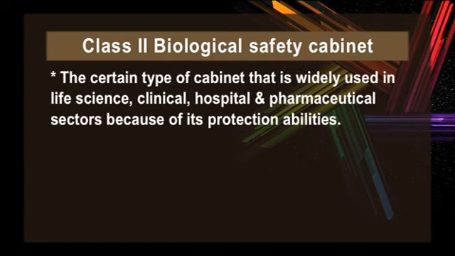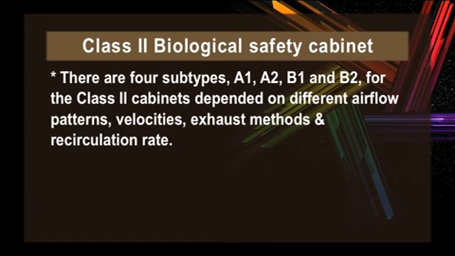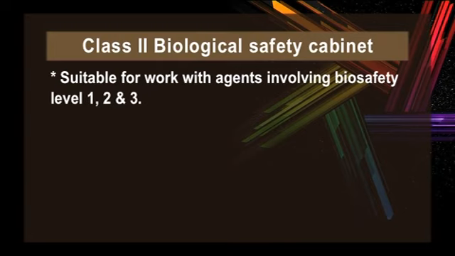This type of cabinet is widely used in life science, clinical, hospital and pharmaceutical sectors because of its protection abilities. There are 4 subtypes, that is A1, A2, B1 and B2, for the class 2 cabinets, dependent on different airflow patterns, velocities, exhaust methods and recirculation rate. Suitable for work with agents involving biosafety level 1, 2 and 3.